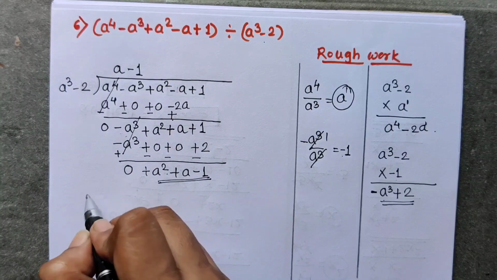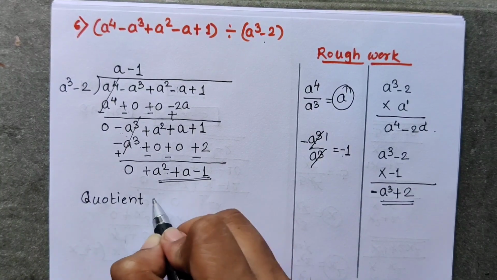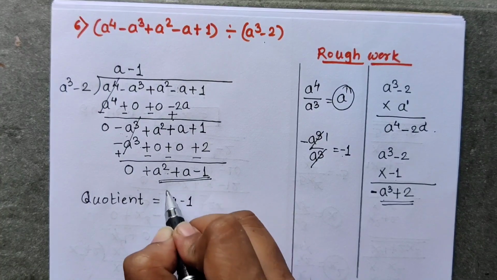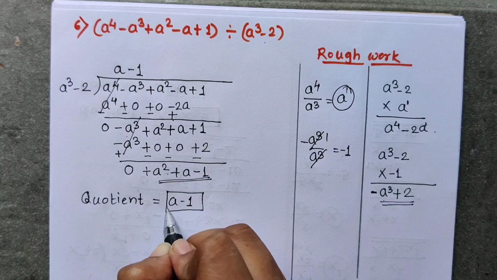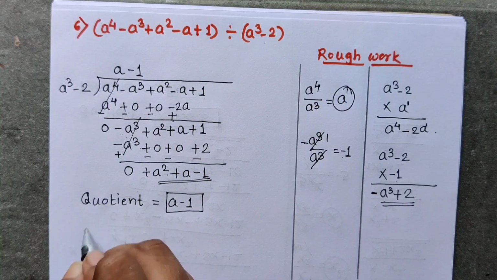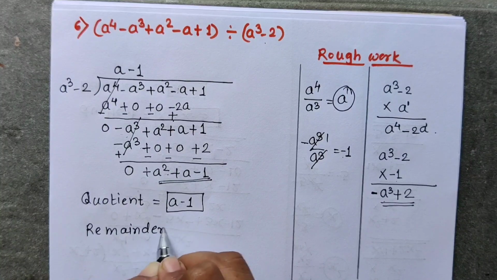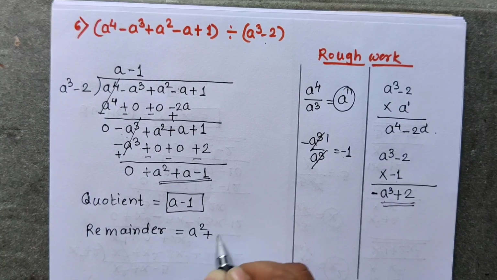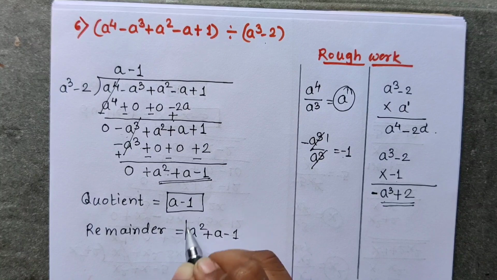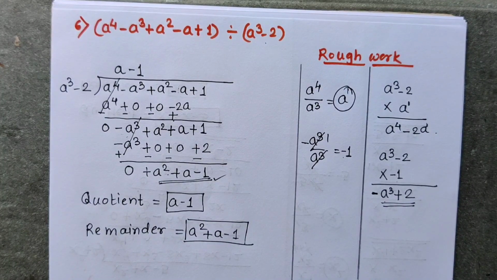So write the quotient and remainder now. Quotient is a minus 1. We are getting quotient a minus 1, and the remainder is a square plus a minus 1. This is our remainder.